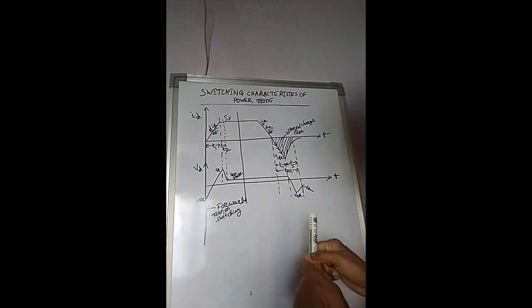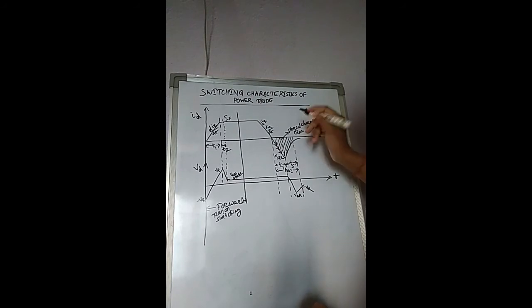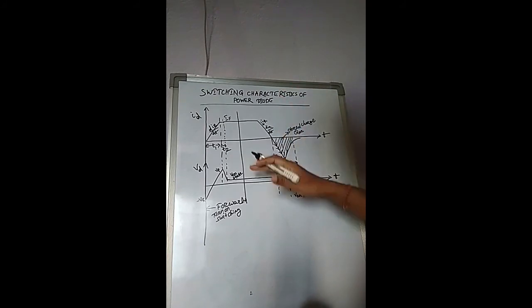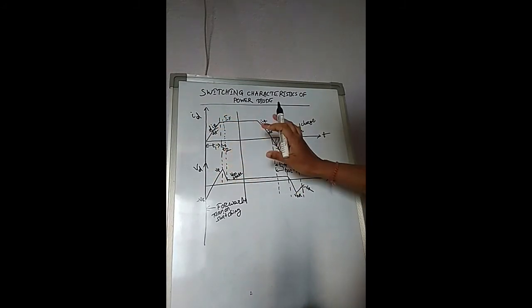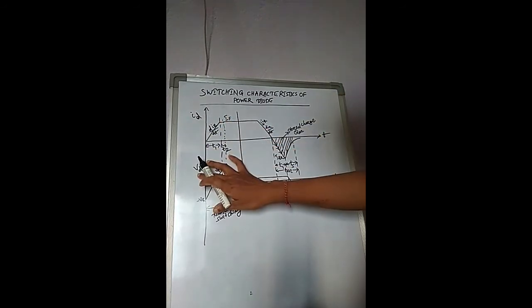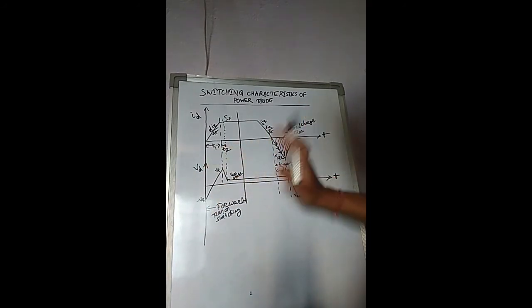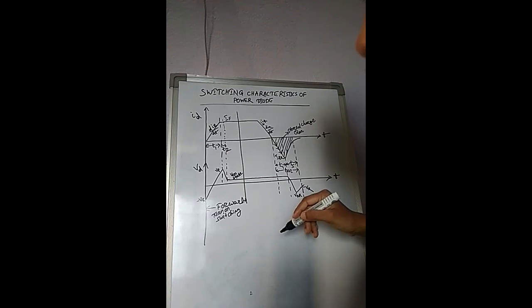Hello students, let's start with the switching characteristics of the power diode. So what do we mean by switching characteristics? Switching characteristics means the diode current characteristics and diode voltage characteristics during turn on condition and during turn off condition. So what happens to the diode current and the diode voltage during turn on and turn off, we study from these characteristics.